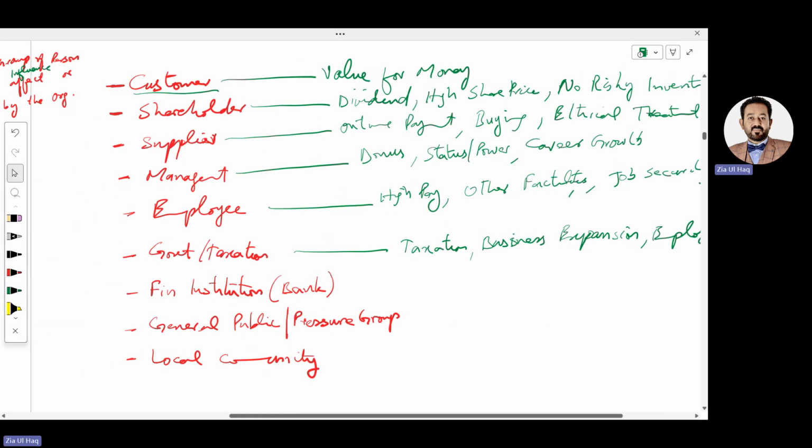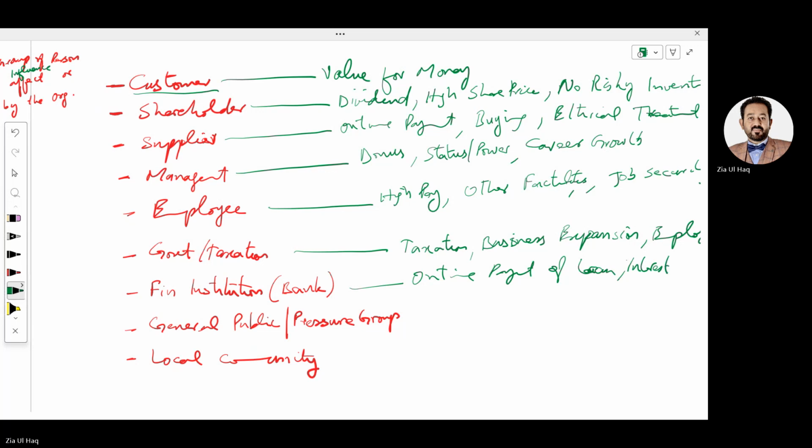What does the bank want from the business? On-time payments of the loan as well as interest. What do pressure groups want from the business, whatever their purpose? If there is any environmental protection body, they want you to stop environmental pollution. If there is any child labor bureau, they want no child labor. If there is anybody to control corruption, they want no corruption in the business.